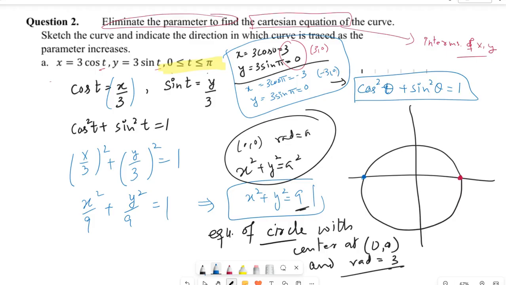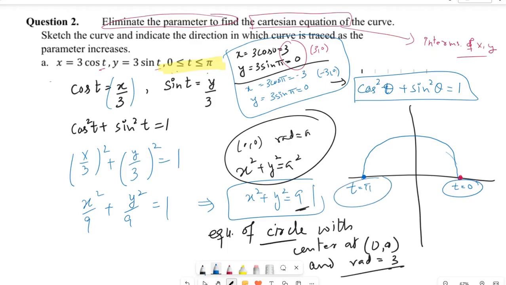So we are only going around part of the circle, right? The full circle is from 0 to 2 pi. But because we are only going from 0 to pi, we are not going to draw the whole graph. Our graph is only going from 0 to pi. And this is t equals 0, this is t equals pi. So according to this parametric equation, with t values from 0 to pi, the only graph we are going to draw is this semicircle part, and we are going to draw an arrow because our graph is going from 0 to pi.